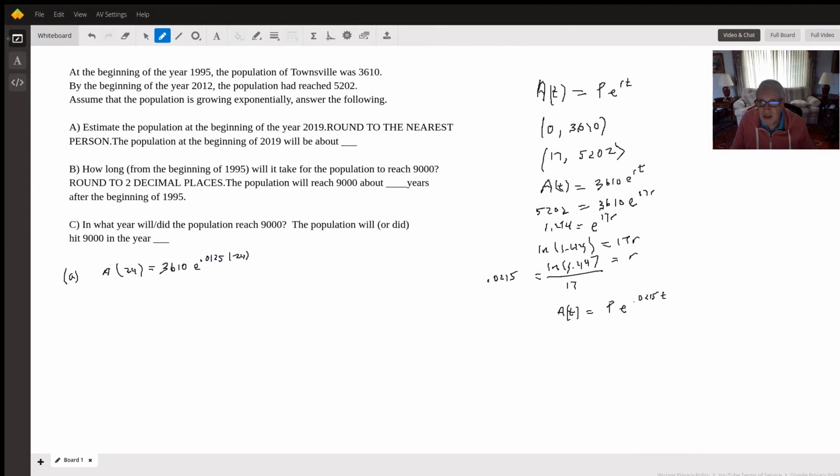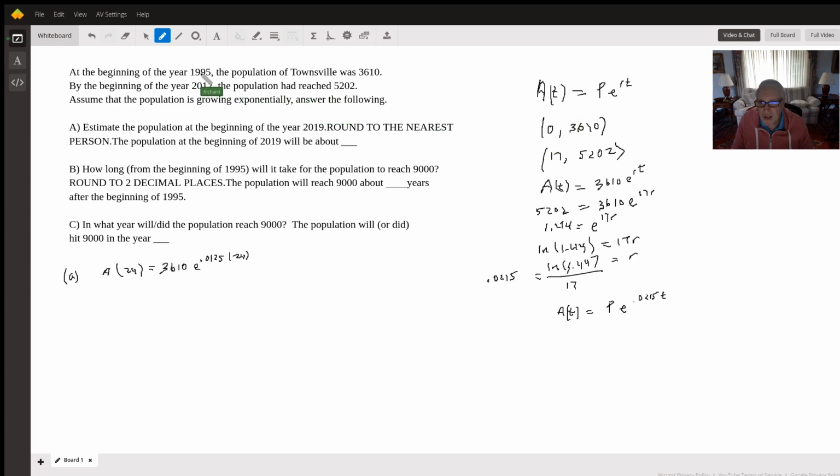This has to do with exponential growth. And because it's a question involving populations, we are assuming continuous growth. The formula for continuous growth is the ending amount A is equal to the beginning amount P times e to the RT, where R is the rate of growth and T is the time elapsed. We're given 2 points here.